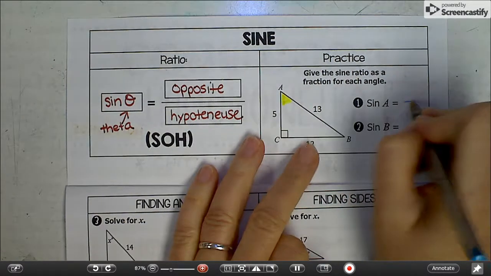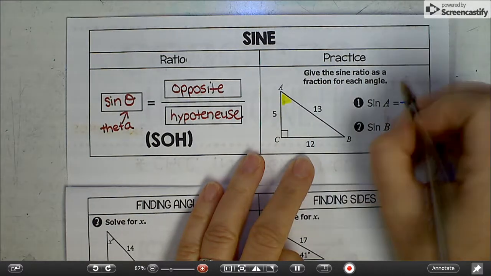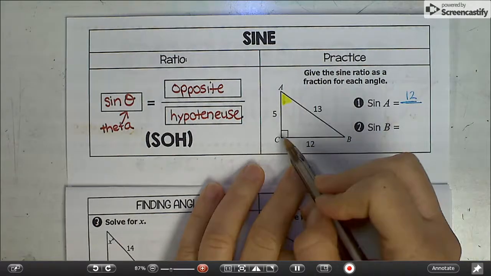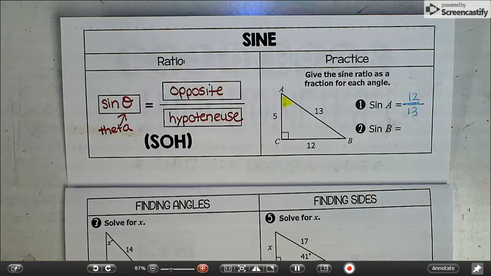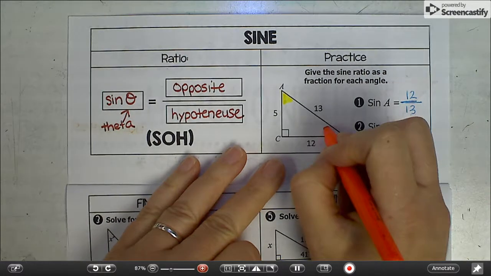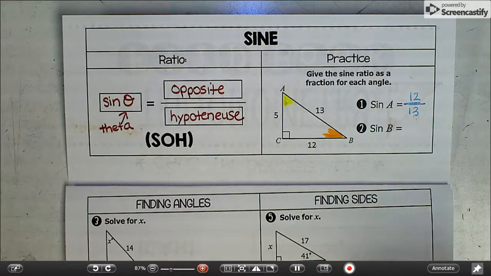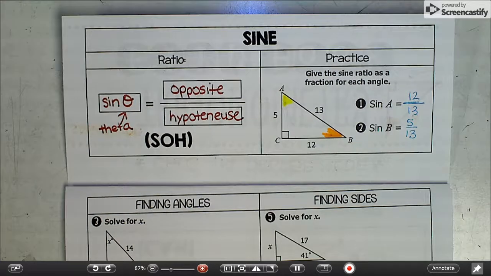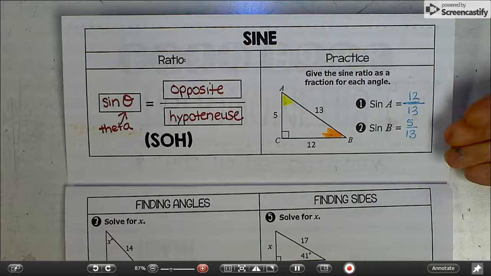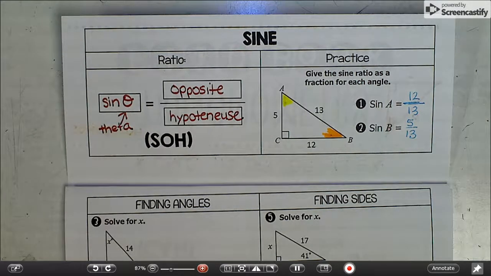We want the opposite side. So from here, opposite is 12, and the hypotenuse is 13. So the sine of angle A is 12 over 13, opposite over hypotenuse. But if we switch over, now we're standing at angle B, that changes. Now the opposite is 5, but the hypotenuse is still 13. So this is a trig ratio. The sine of angle A is 12 over 13, but switch to angle B and it changes the ratio.